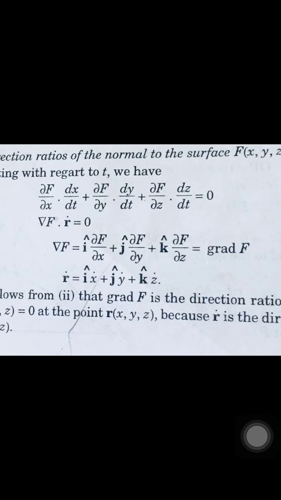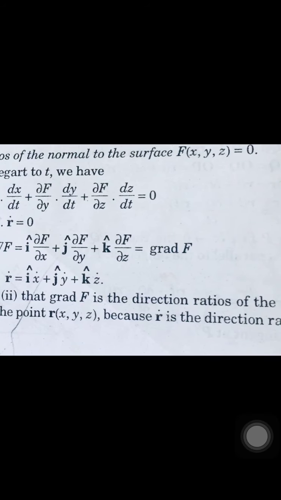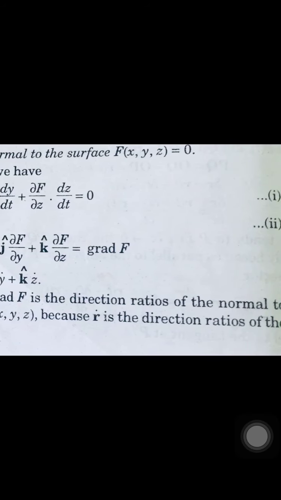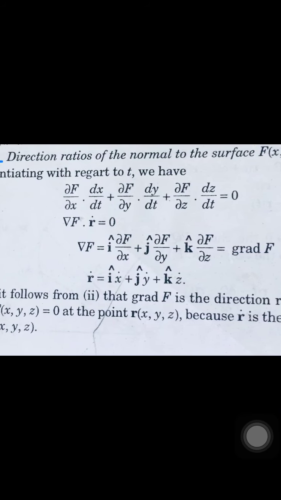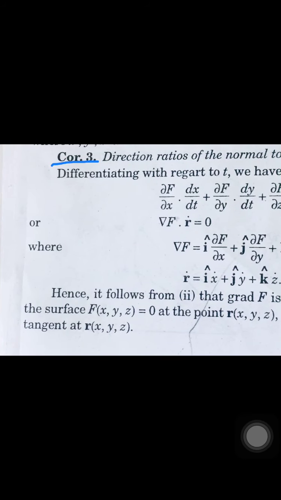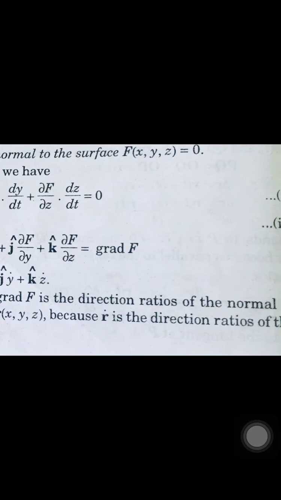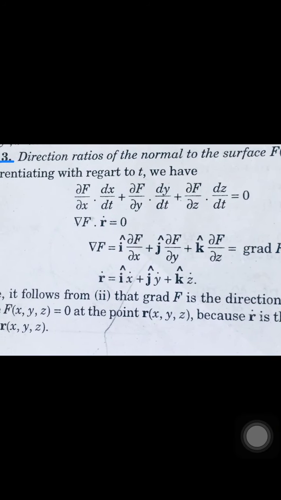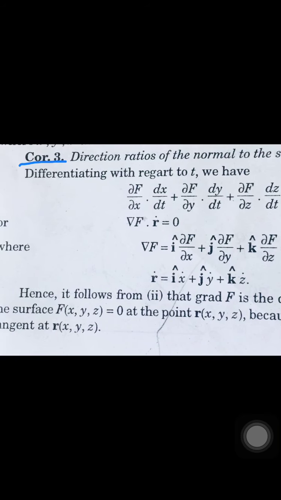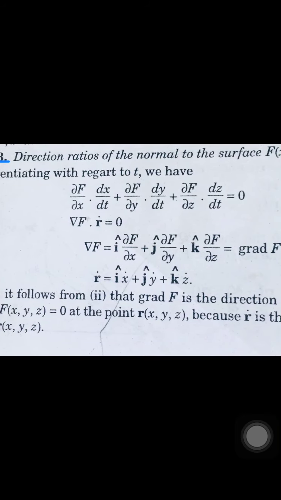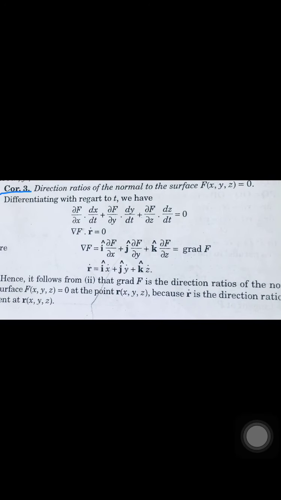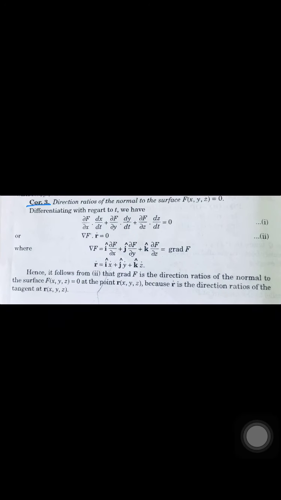Okay, and second thing, the point r(x,y,z), because r dot is the direction ratios of the tangent at r(x,y,z). So direction ratios of tangent is r dot, then normal direction ratios are gradient of f. So this is an important part. Whenever we require a normal vector, we use this grad f dot r. Okay, we are using it in a numerical also.